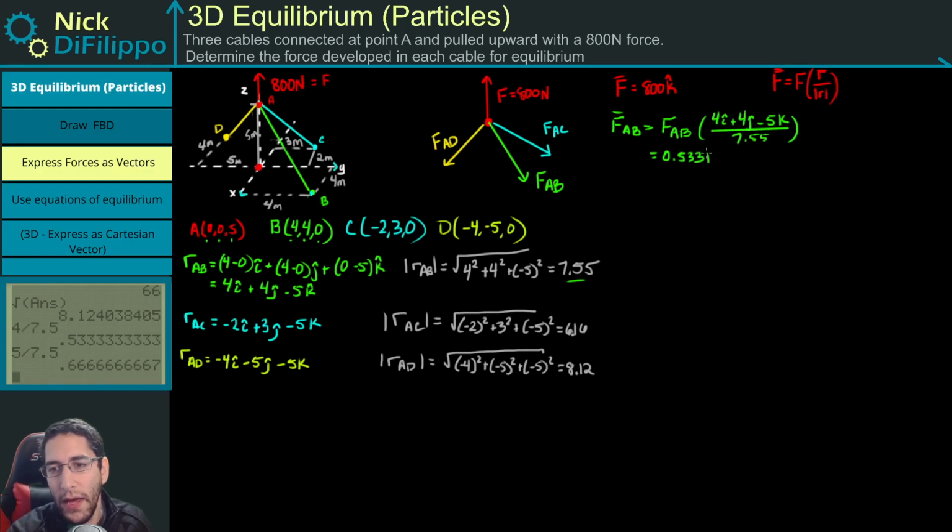So this is going to be 0.533 FAB i plus 0.533 FAB j minus 0.667 FAB k. And now we need to do this for the other two vectors. So let's go to FAC next.